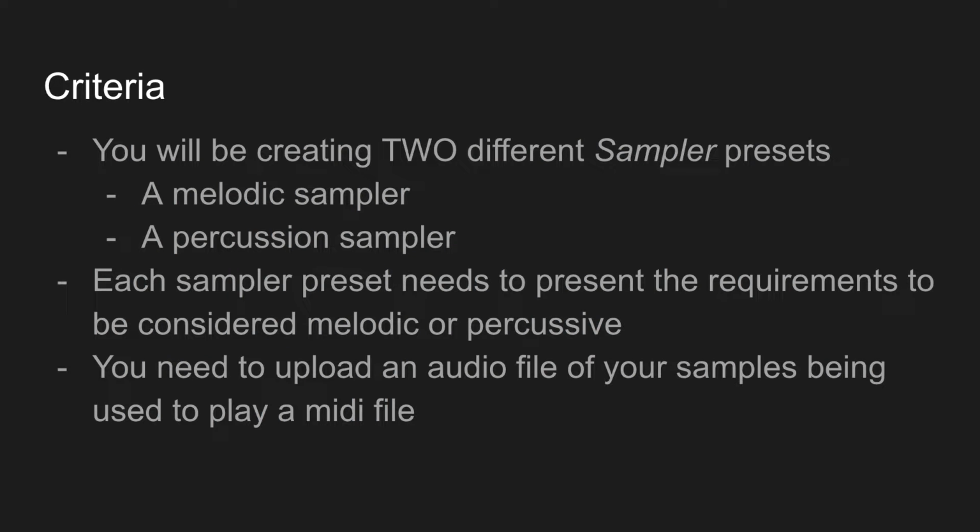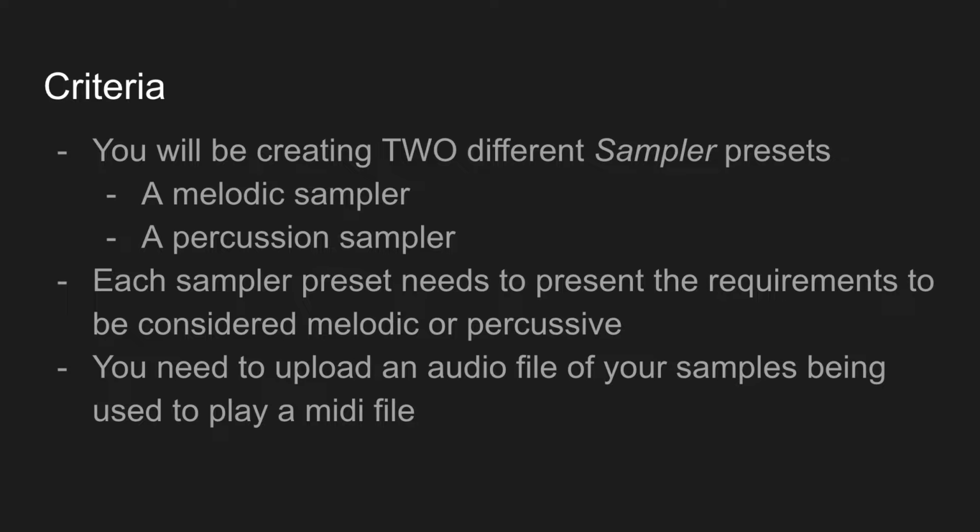The criteria for this project: you're going to be creating two different samplers. One is going to be a melodic sampler that can play a melody because it's got a pitched sound to it, and the other one is a percussion sampler, which will be able to play percussion drum beats through a combination of various unpitched samples or recordings. Each sampler must present the requirements to be considered a melodic or percussive sampler.